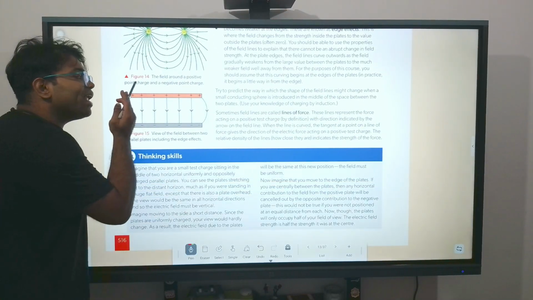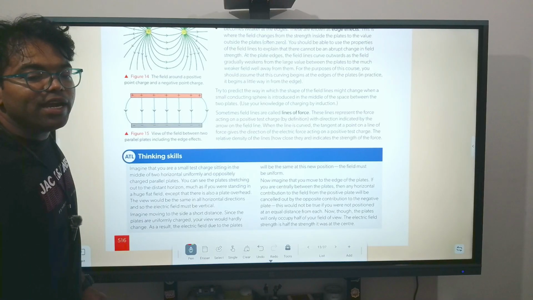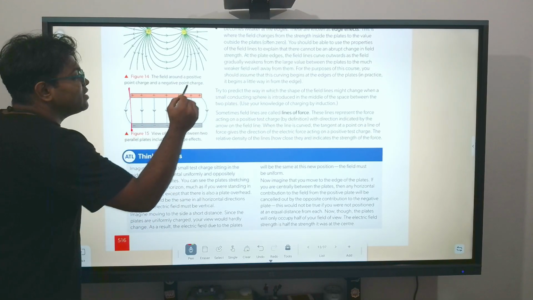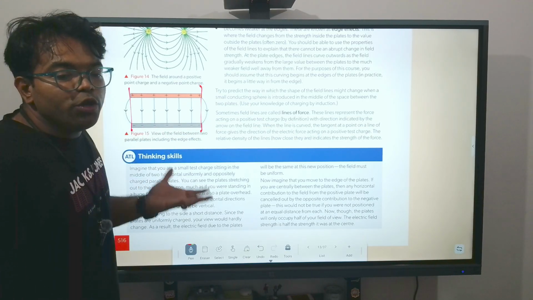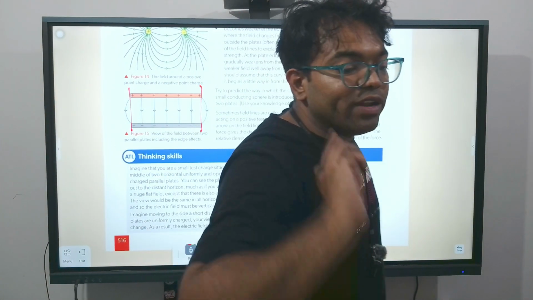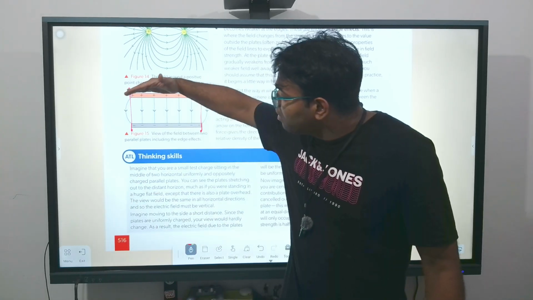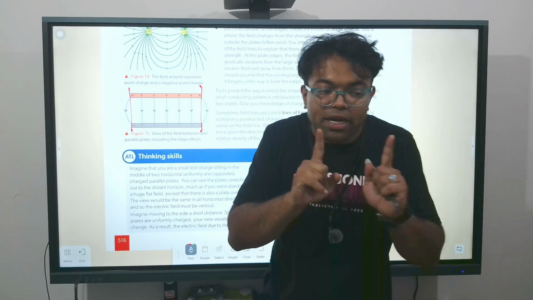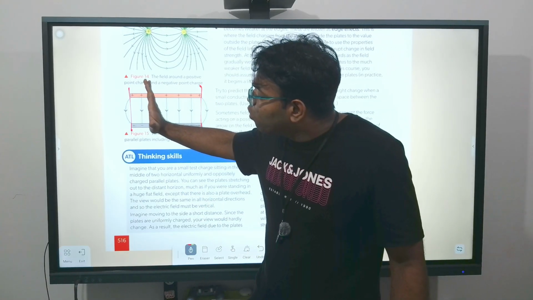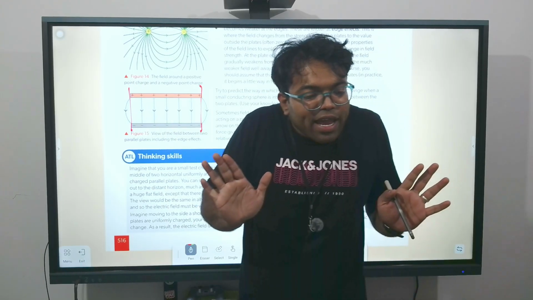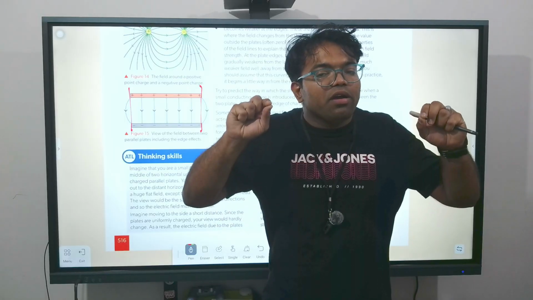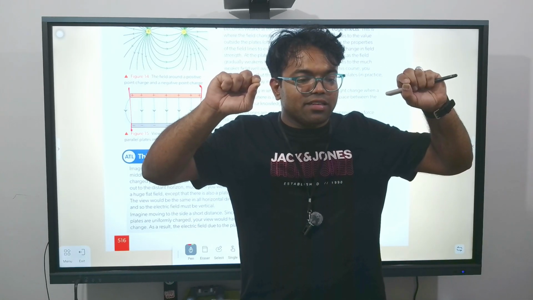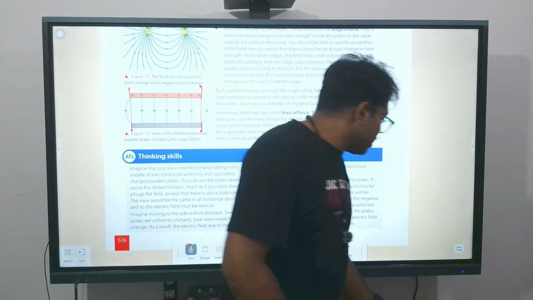Now, when the field lines are inside the edges of the two plates, what do you get? You get parallel field lines between these two plates. But when you are very close to the edge, the field lines are like wires under tension. Okay, hold on, I'll explain this to you a little bit better.